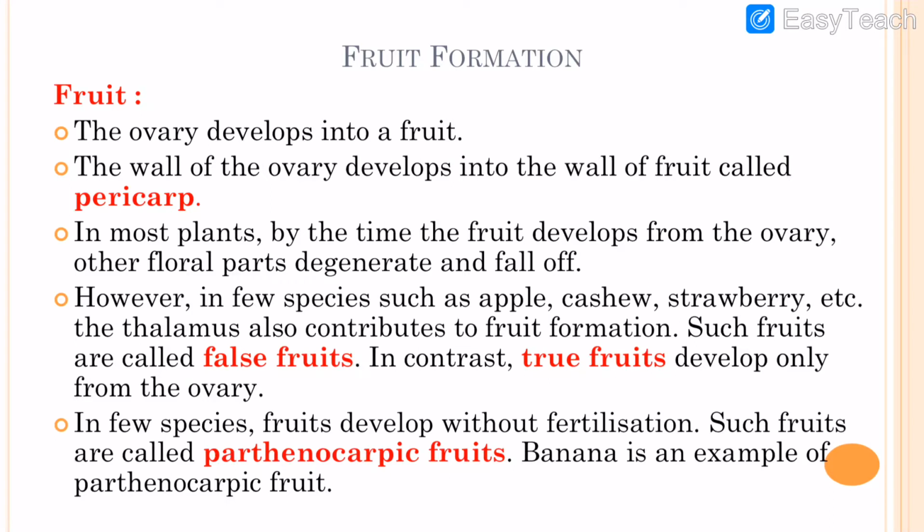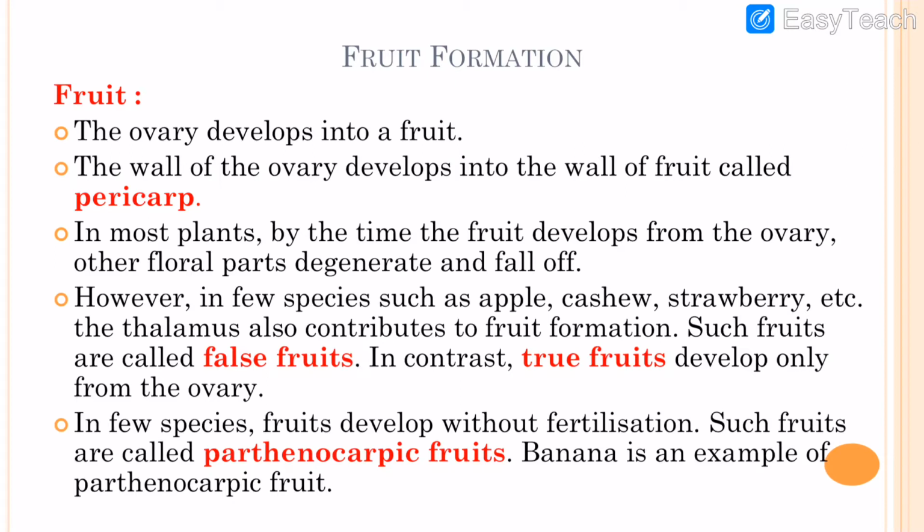For example, apple, strawberry, cashew. We categorize them into two types: true fruits and false fruits. Dear students, true fruits are those which develop completely, or mainly, from the ovary, whereas false fruits are those which develop from other floral parts, for example the thalamus. Apple is a false fruit because it is developed from the thalamus. Strawberry is a false fruit. Cashew is a false fruit.